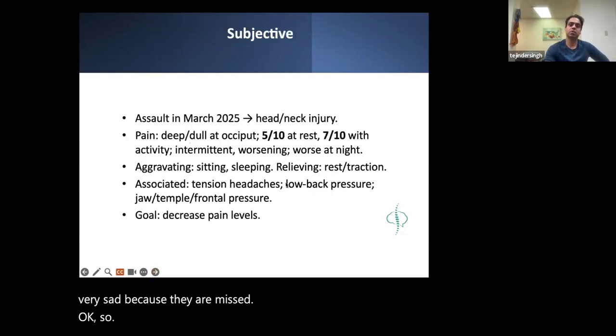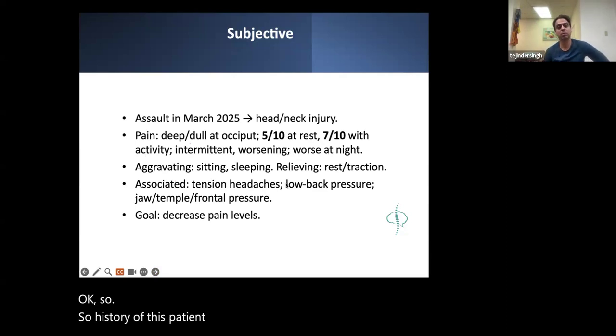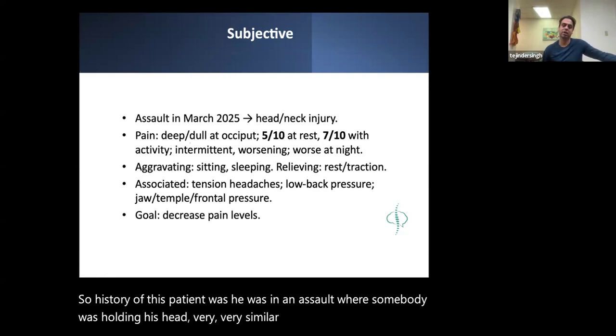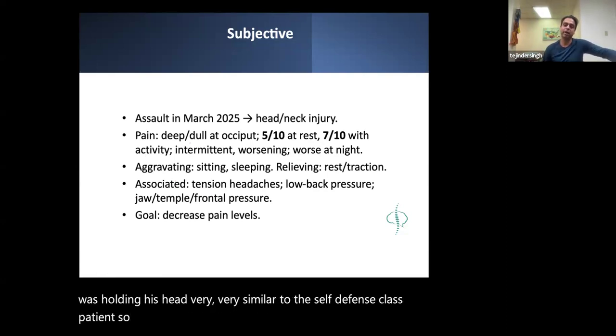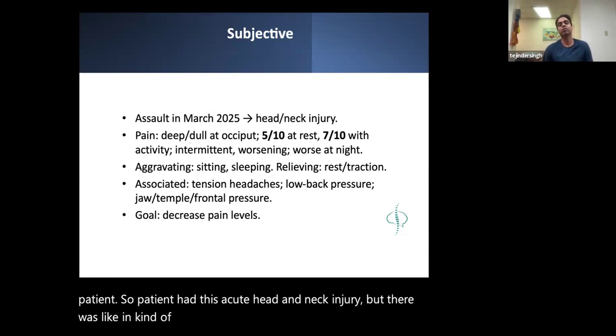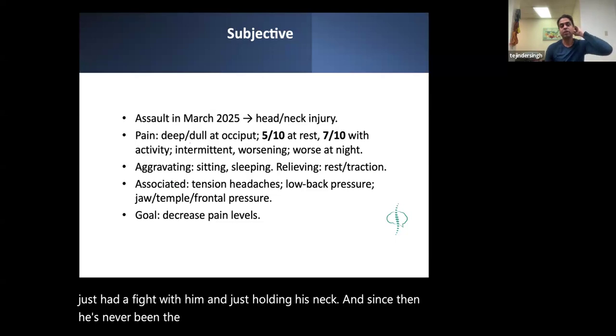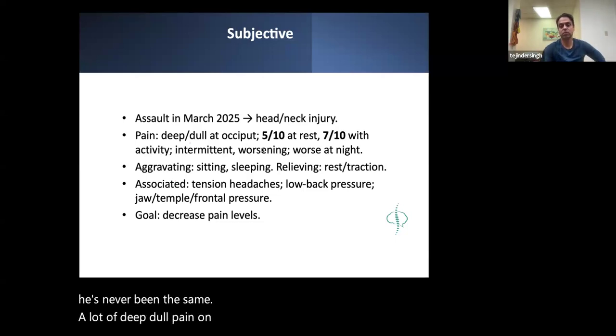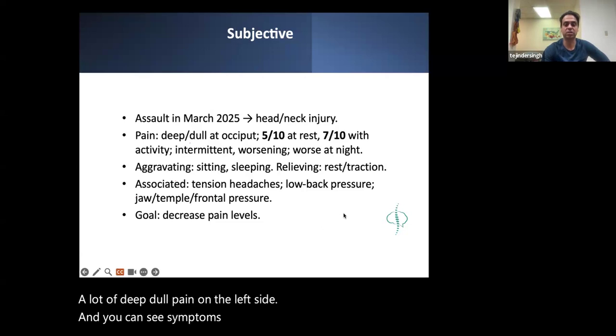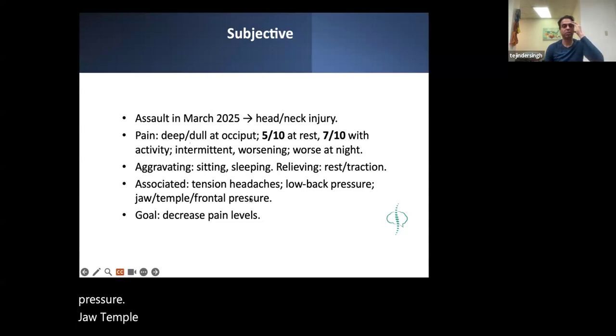So the history of this patient was, he was in an assault where somebody was holding his head, very similar to the self-defense class patient. He had this acute head and neck injury in kind of a bar brawl situation where somebody had a fight with him and was holding his neck. Since then, he's never been the same. A lot of deep, dull pain on the left side. You can see symptoms like tension headaches, low back pressure, jaw, temple, frontal pressure. So a lot of symptoms like this.